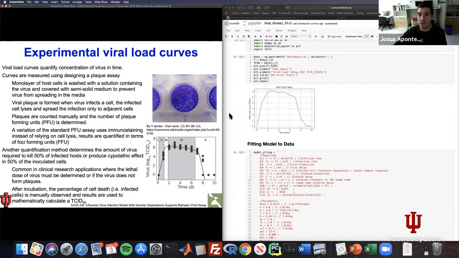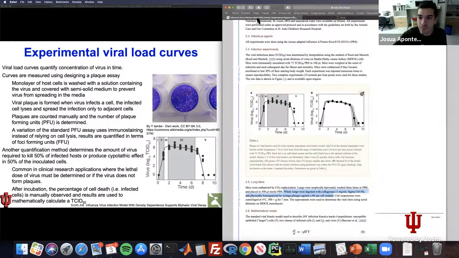Now, let's talk a little bit quickly about how the sample was collected for this specific data set. I go back to the paper and read the methods, and it's kind of gruesome, but it's kind of cool to read as well. The viral infection dose, the TCID50, was determined using a specific method. That part is not that important.